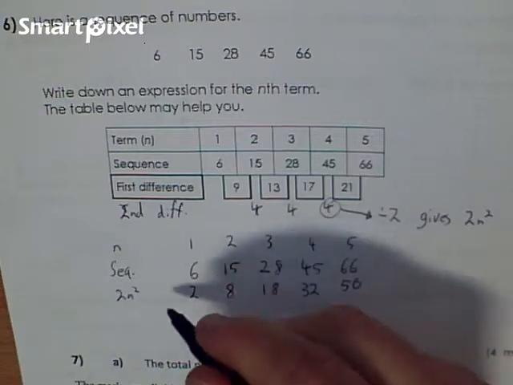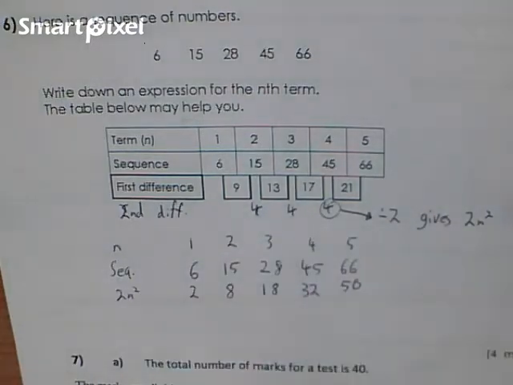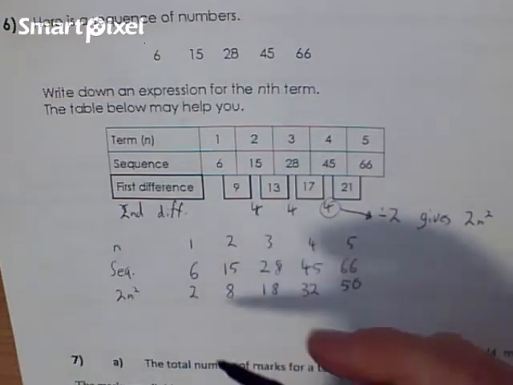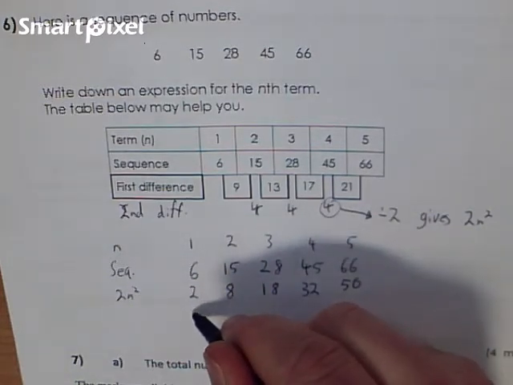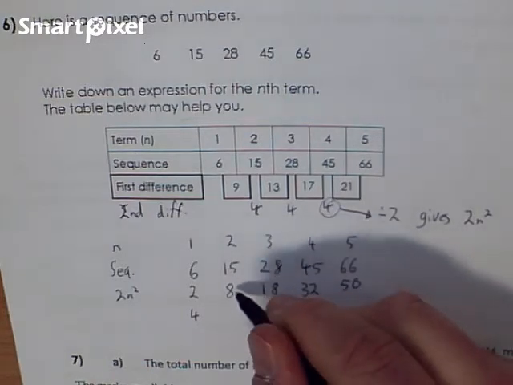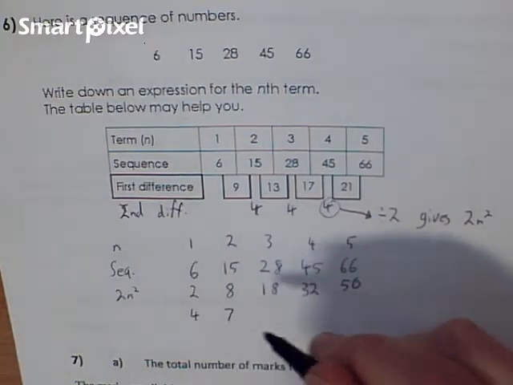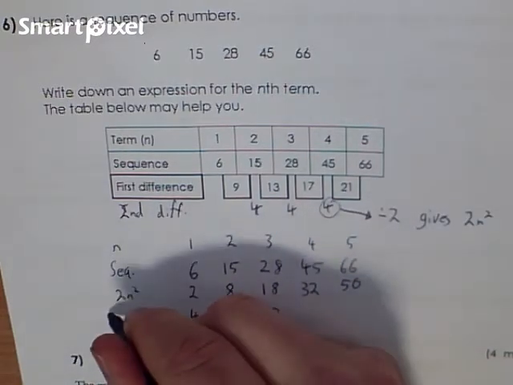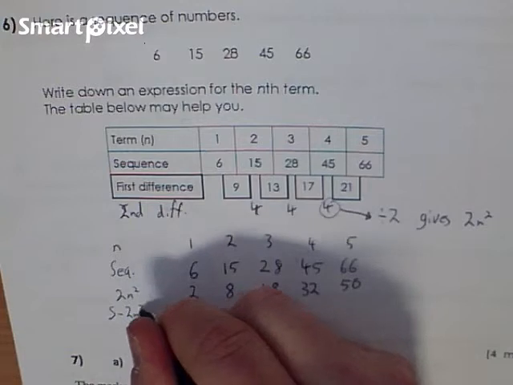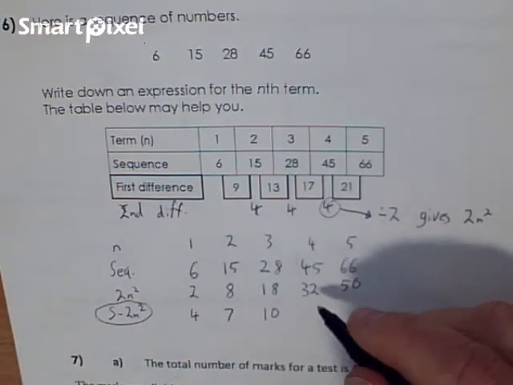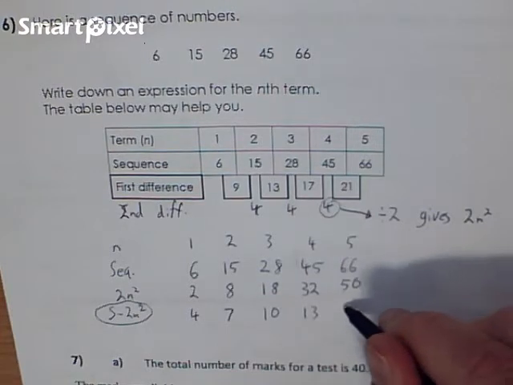Okay. Now I'm going to subtract to give me what is left over. I've got my sequence and I've got my 2n squared bit, and I need to find what's left over. 6 take away 2 gives me 4. 15 take away 8 gives me 7. 28 take away 18 gives me 10. So I'm going to do sequence take away 2n squared. That's what I'm doing here. 45 take away 32 gives me 13, and we can see the pattern.